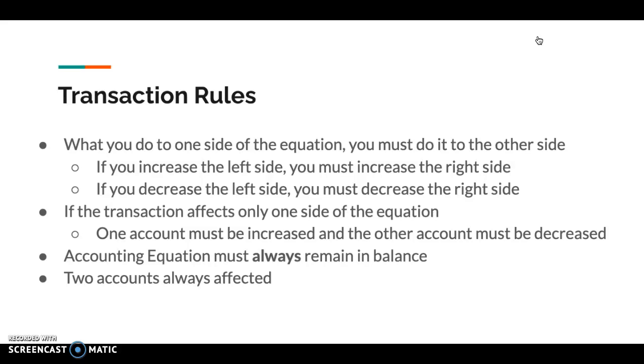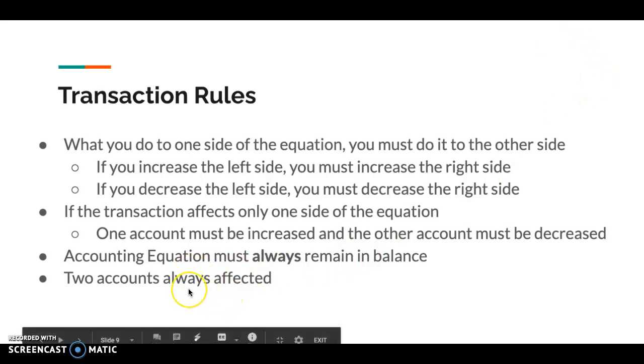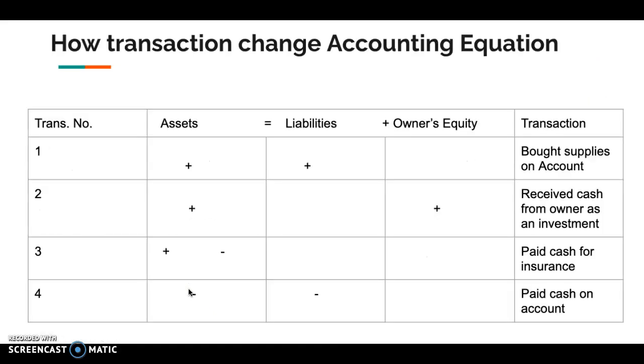If it's on the same side, then one account's increased and one's decreased, all right? So that would be buying supplies with cash. They're both assets. The other one is the accounting equation always has to remain in balance, and the accounting equation, again, is assets equals liabilities plus owner's equity. And there will always be two accounts that are affected, all right? So I'm going to move on.